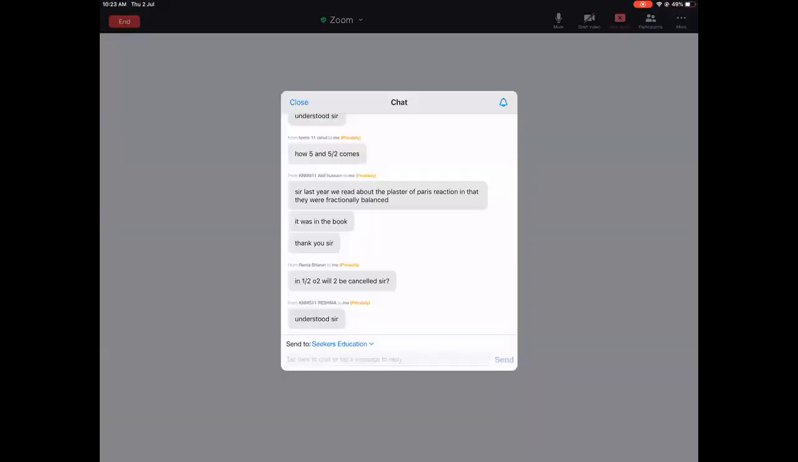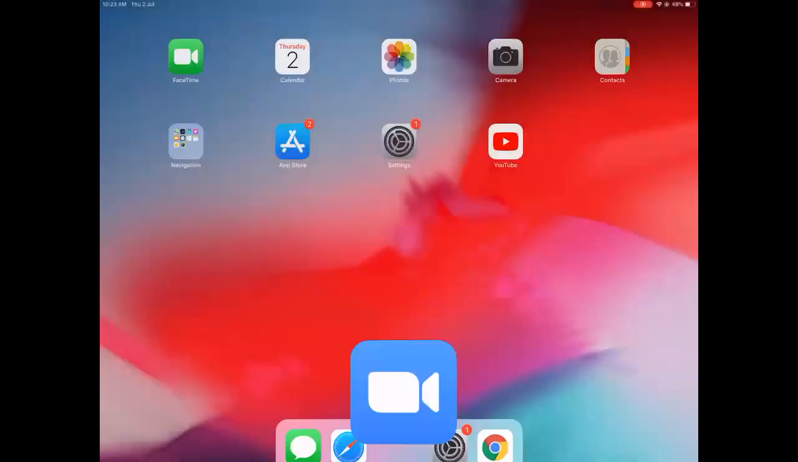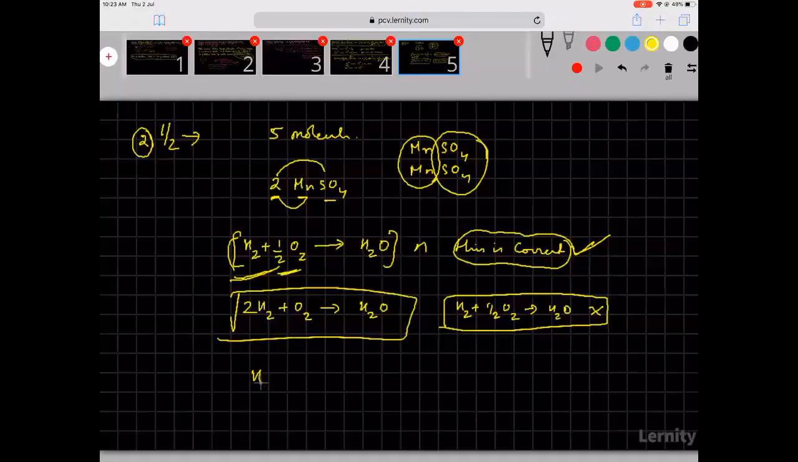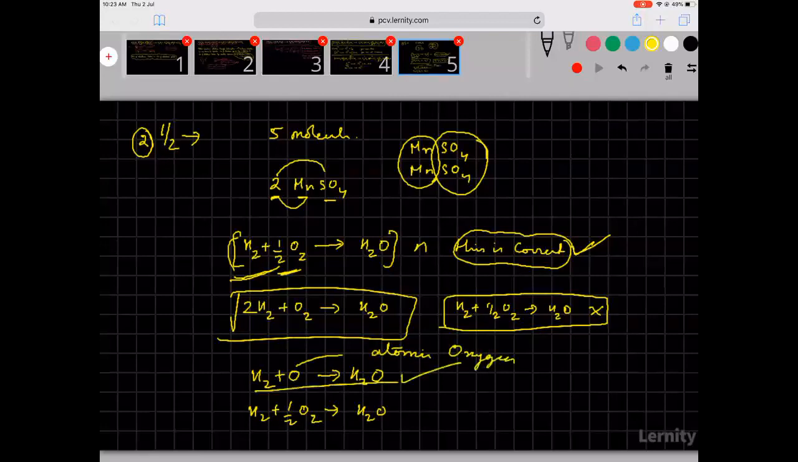No, half O2, the 2 won't be cancelled. There is a big difference between half O2 and O. H2 plus O gives you H2O, and H2 plus half O2 gives you H2O. There is a difference between them. Here O is atomic oxygen, so the reaction will occur. This half oxygen is half a molecule, and half a molecule cannot exist.